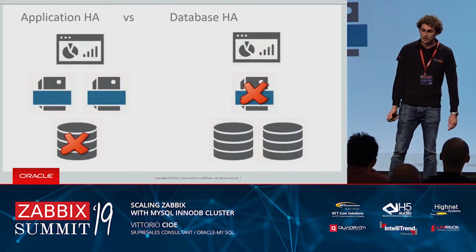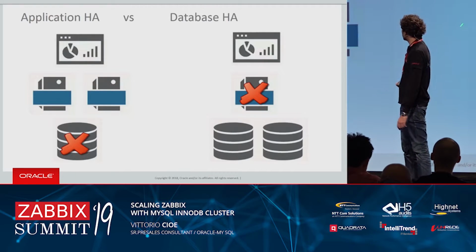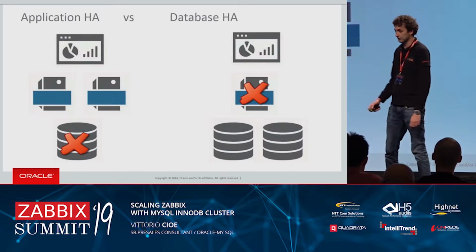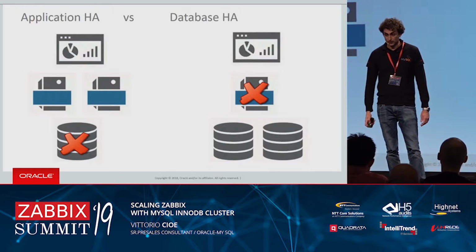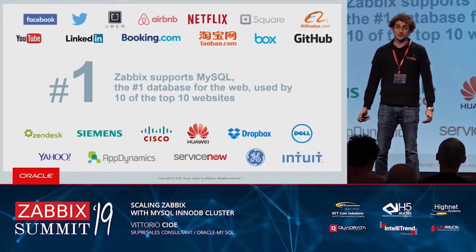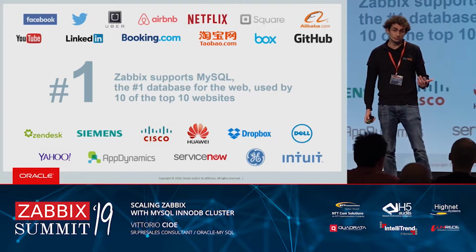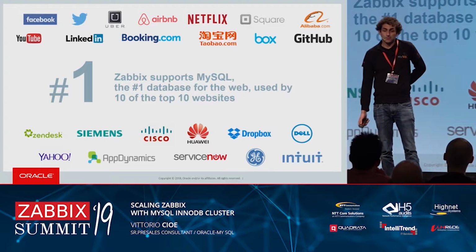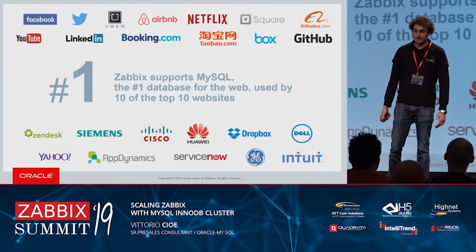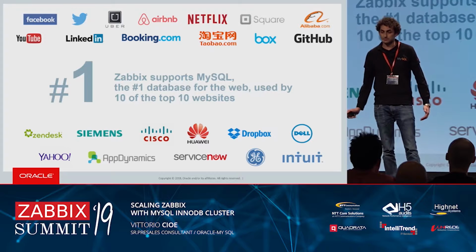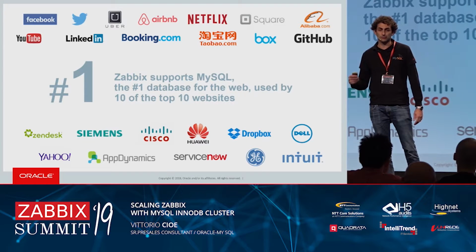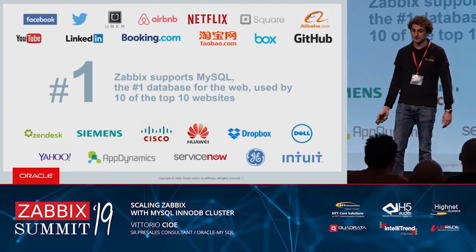There are two ways to achieve high availability. One is at the application server level, and one is at the database level. Today, we will speak about high availability at the database level. Why? Well, because that's the topic I know the most. MySQL is the number one open source database, and Zabbix supports MySQL, which goes without saying. It's also used by a bunch of other very successful companies.